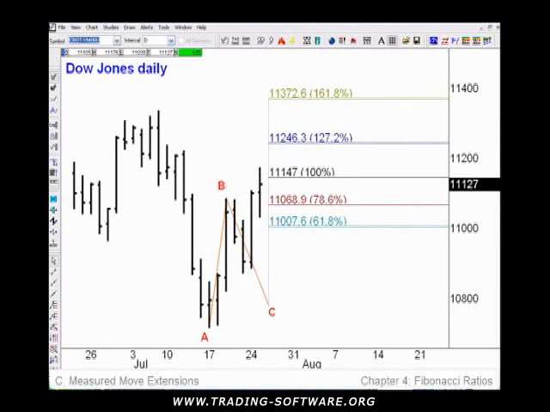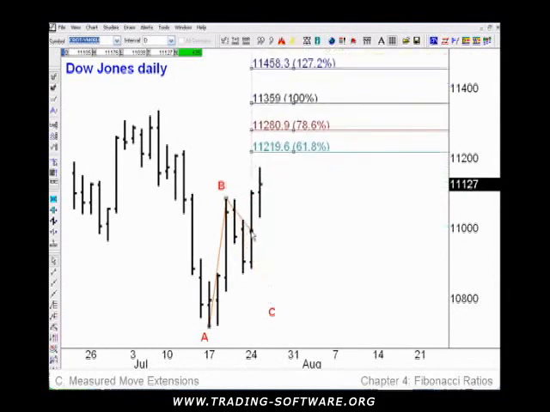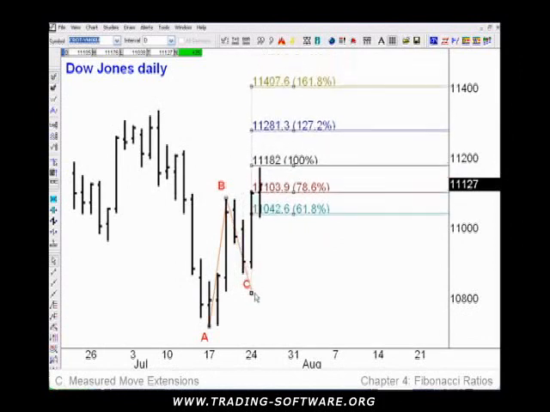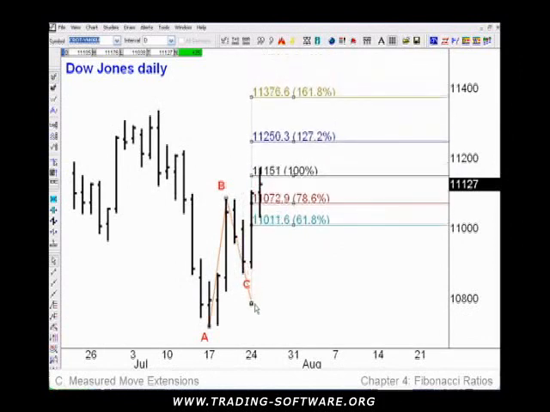Now you can see how these calculations have all shifted down. If point C were to be a little shallower, say up here, then of course the numbers creep up. To qualify as an extension, price action needs to go above point B. So the 61% in this case barely made it as a legitimate measured move extension level. Of course, if point C were to be a little deeper in retracing, then the 61% or the 78% may not qualify as a true extension.